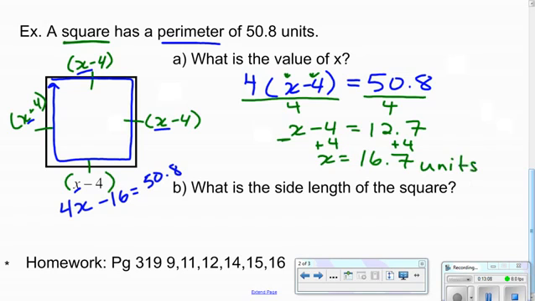That's not the length of one side. That's just what x is. If I want to know the length of one side, it is x minus 4. So 16.7 units minus 4, so 12.7 units is the length of one of the sides.